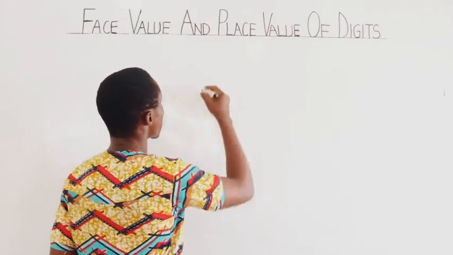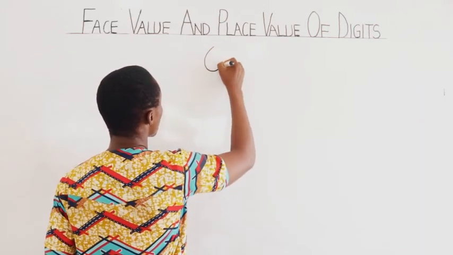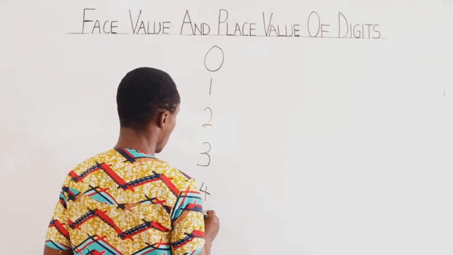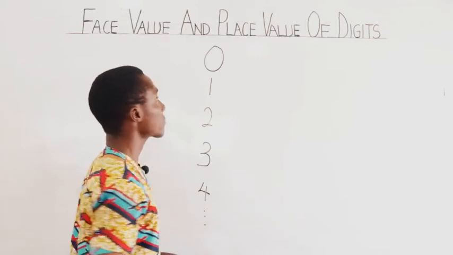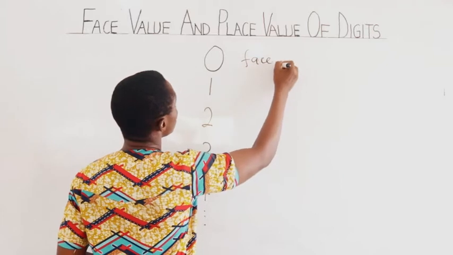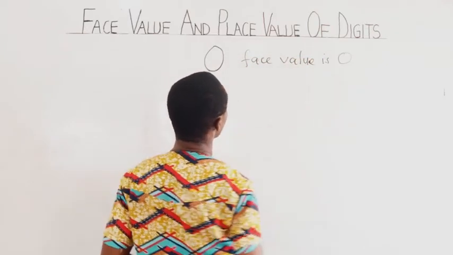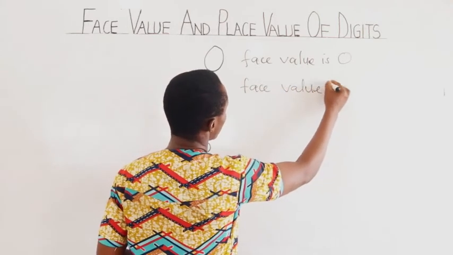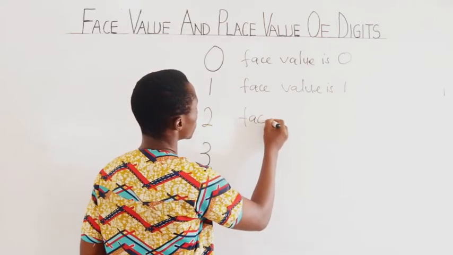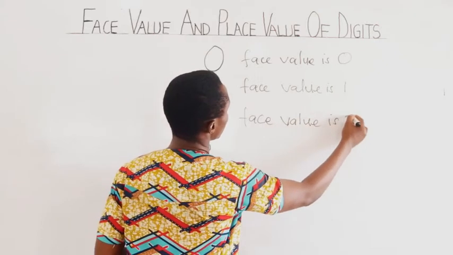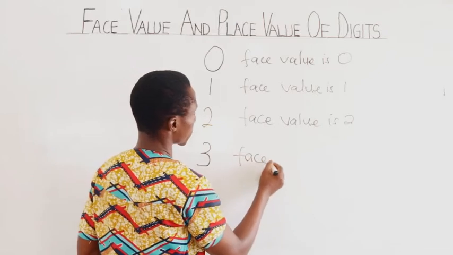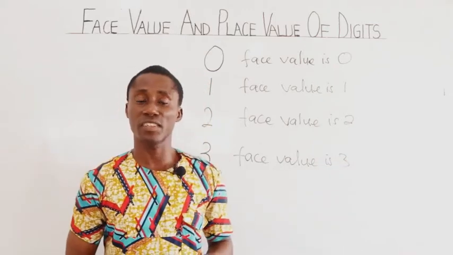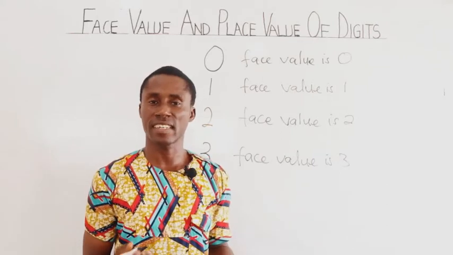We will realize that when the digits are standing alone, for example 0, 1, 2, 3, 4, and so on and so forth, the face value of 0 is 0. The face value of 1 is 1. The face value of 2 is 2. And the face value of 3 is 3, up to the face value of 9, which is simply 9.